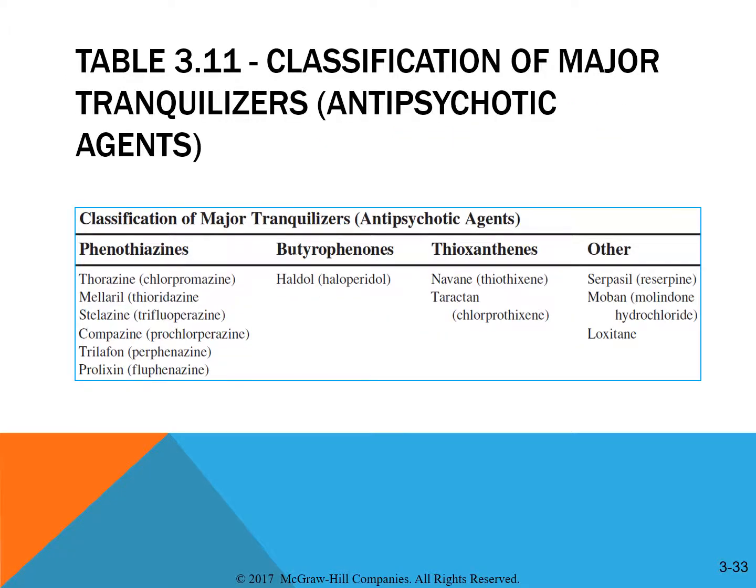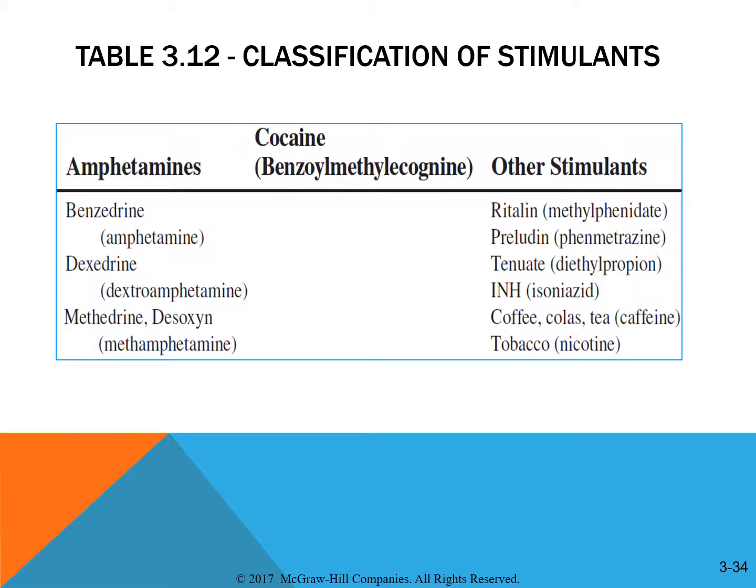Here's the list of major tranquilizers used for serious mental illness symptoms. In this section, we will cover the CNS stimulants, which include amphetamines, methamphetamine, and cocaine. Other stimulants, such as caffeine and tobacco, will be similar in effects, but much milder.